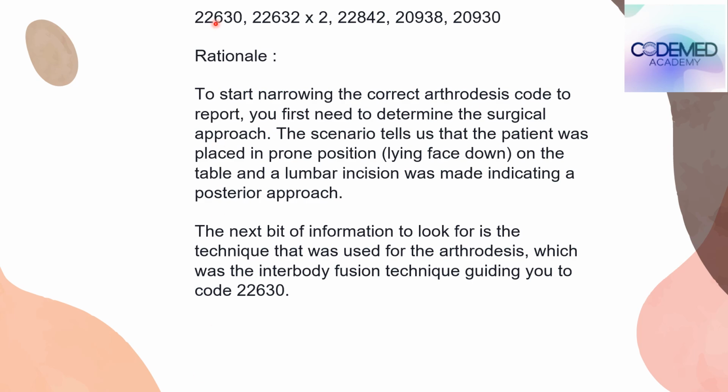So this is the answer. We began first with a posterior approach, and I told you the prone position is the lying face down approach. So the surgery started from the back, and that zeroes down our answer for the posterior approach. We did 3 interspaces. So the primary code is for the first interspace, and the add-on code is for each additional interspace. This is the code for the instrumentation, and we used 2 grafts. One was an allograft and the other was an autograft, which was a structural autograft. So we will have to code for that. So this is the final answer.